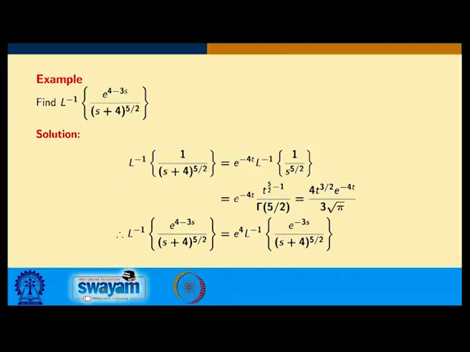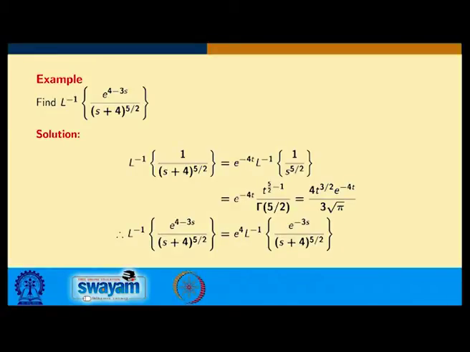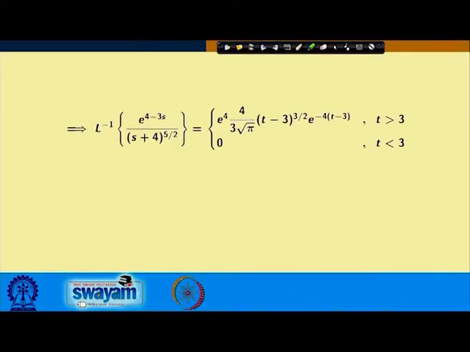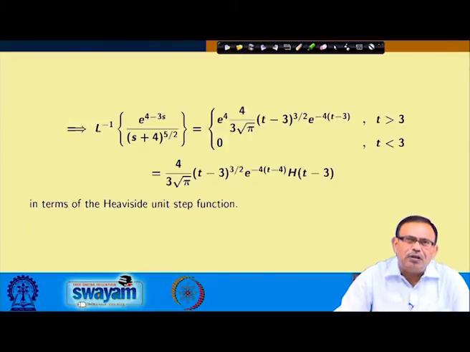So, this was the inverse Laplace transform, e power minus 4t into this. I am getting this, and this for this function e power minus 3 s by s plus 4 to the power 5 by 2. Using the property directly I can write it as 4 by 3 root pi into t minus 3 to the power 3 by 2 into e power minus 4 into t minus 3, and this equals, you can write it as a unit step function, which we have written as h of t minus 3, in terms of Heaviside unit step function.